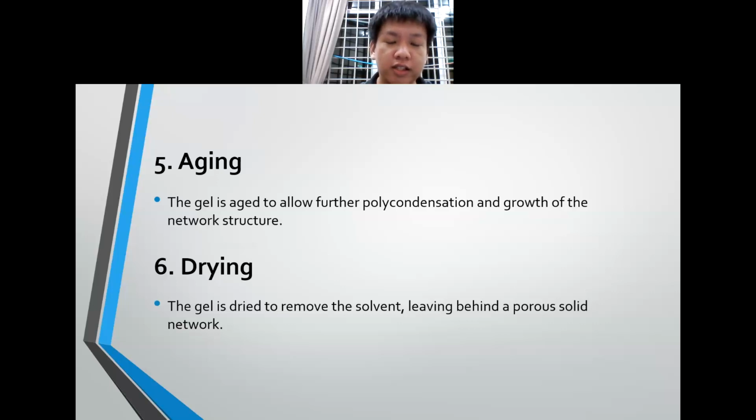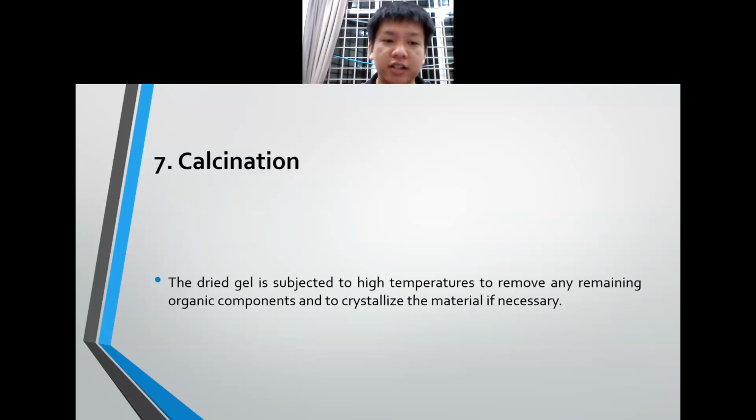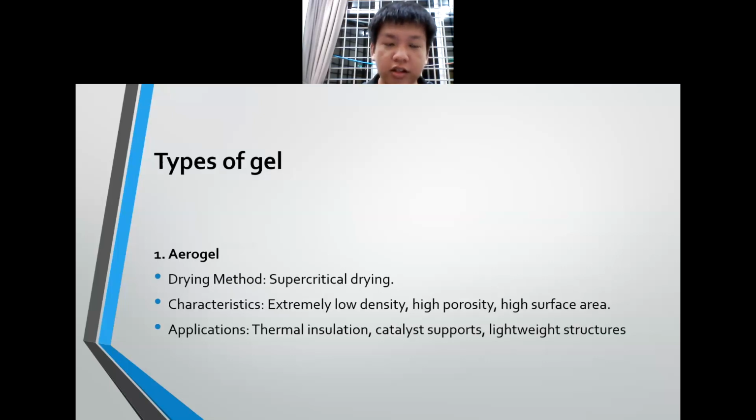And then the sixth one is drying. In this process, the gel is dried to remove the solvent, leaving behind a porous solid network. And then the last step is calcination. The dry gel is subjected to high temperatures to remove any remaining organic component and to crystallize the material if necessary.